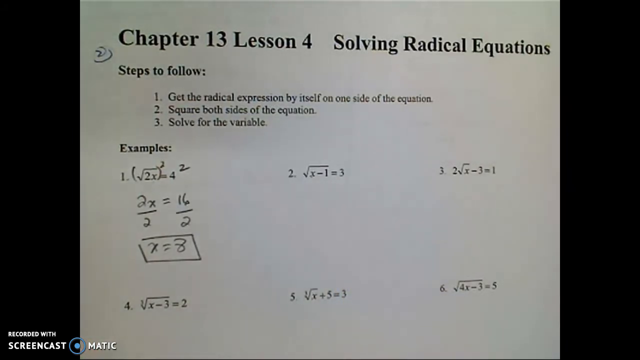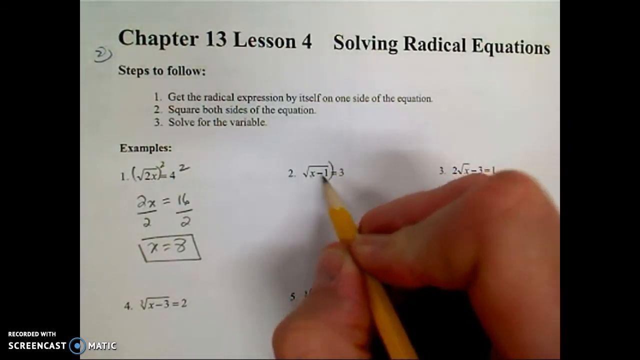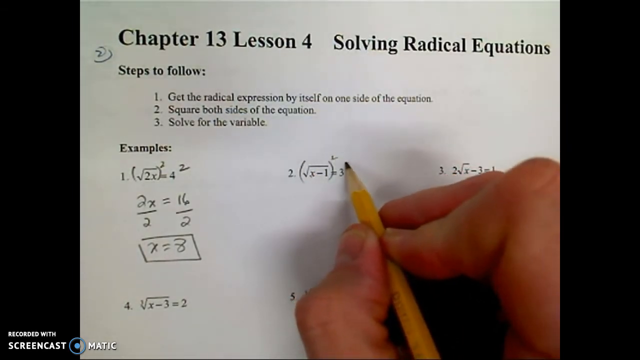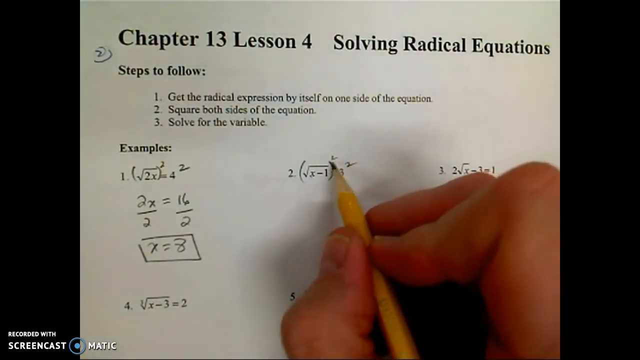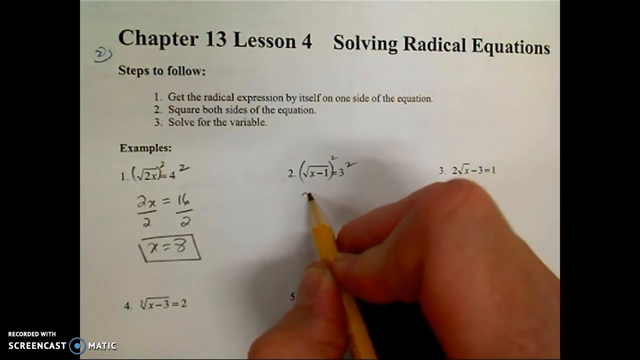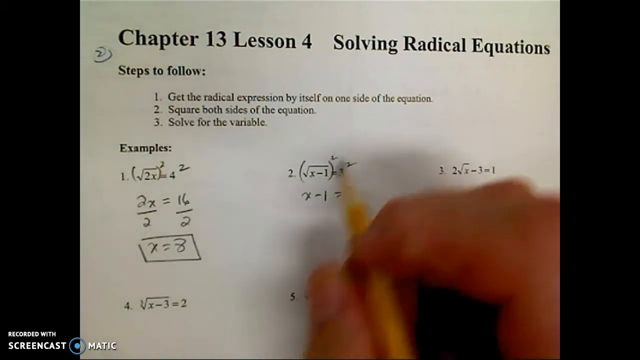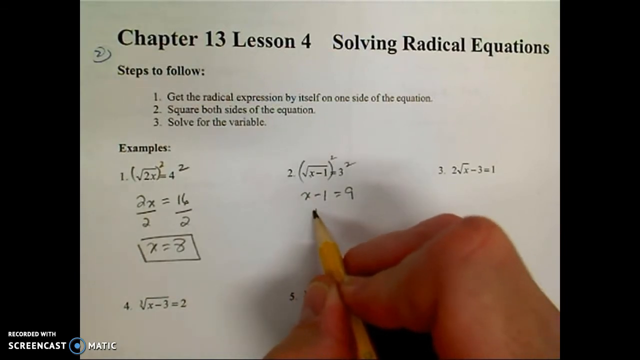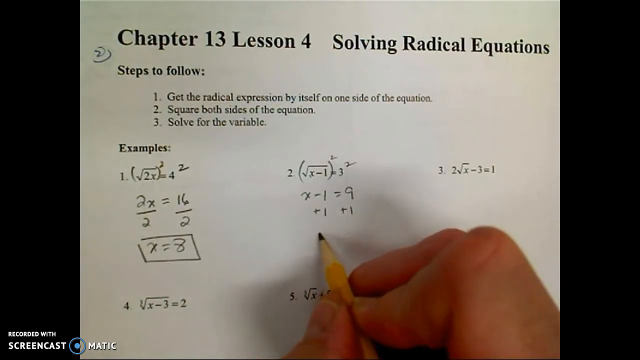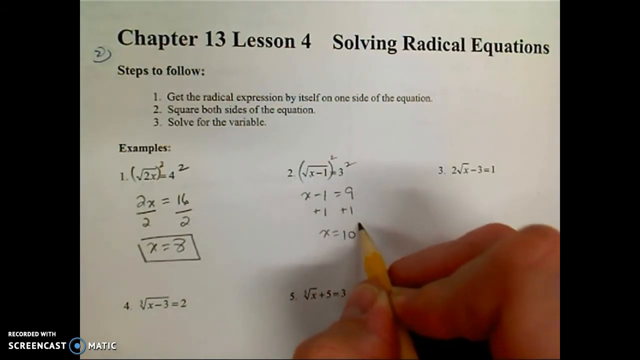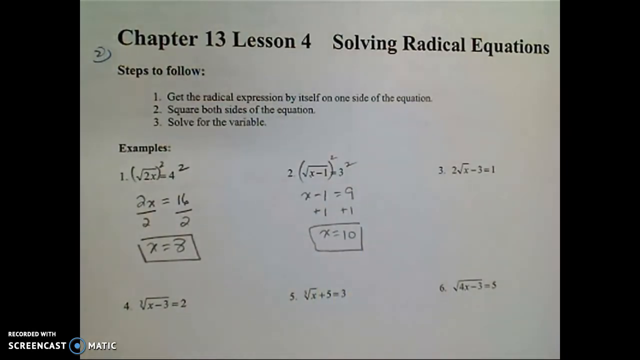What if I have a different type of expression underneath the radical sign? Doesn't matter. As long as I have the radical isolated, I can square the square root and I'll be left with just the radicand. x minus 1 equals 3 squared, which is 9. Now let's solve for x. And I find that x equals 10.